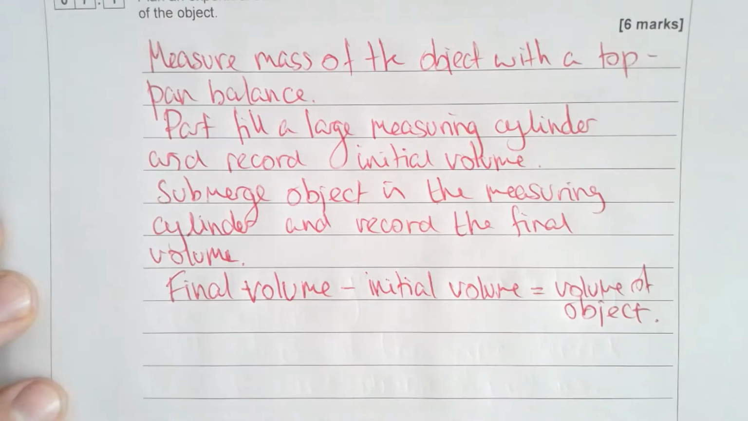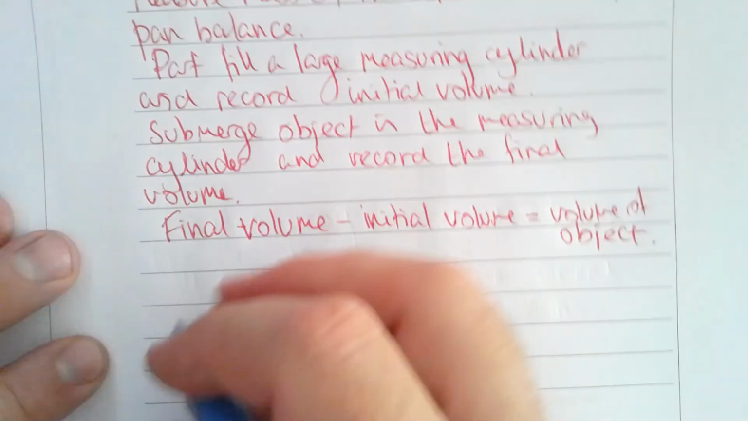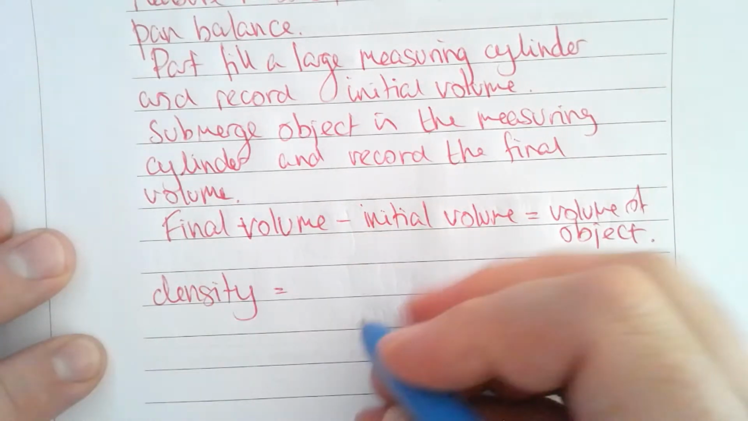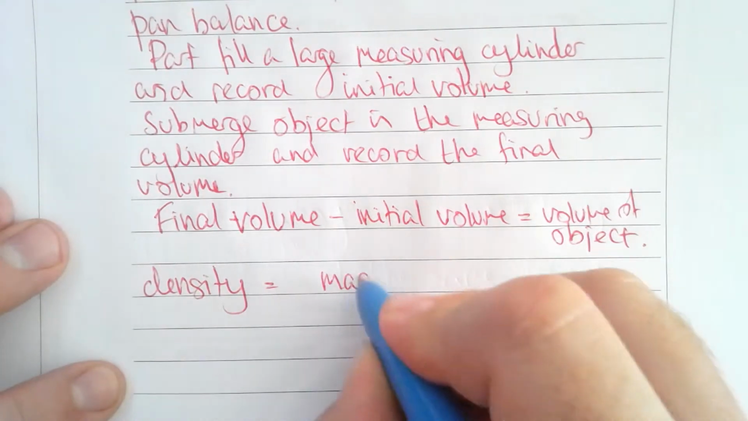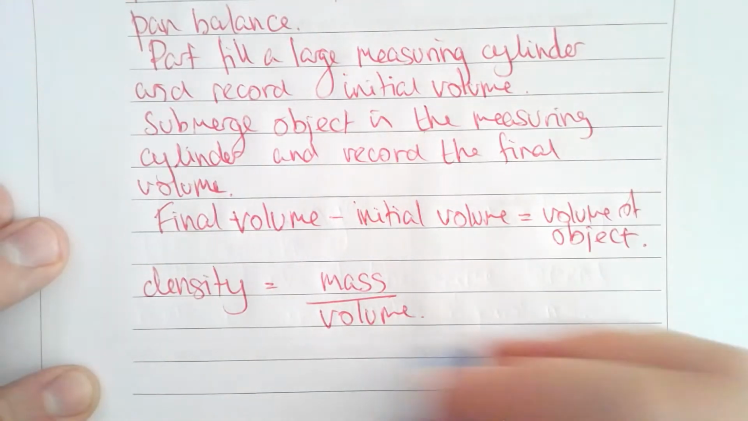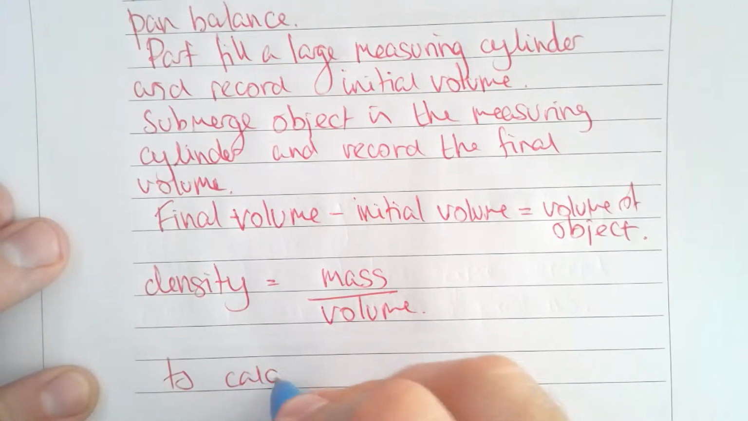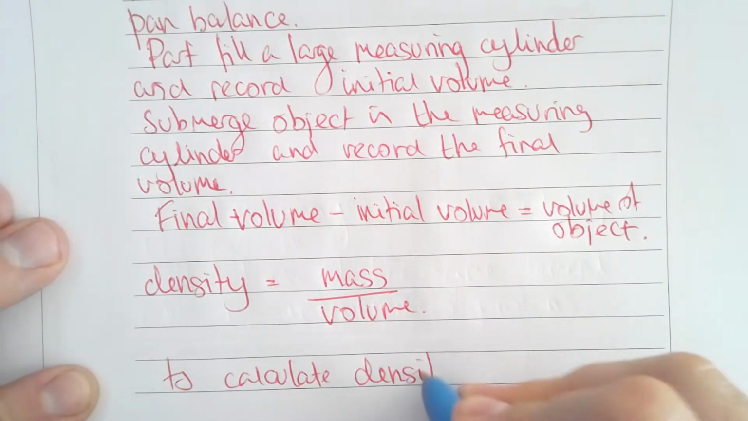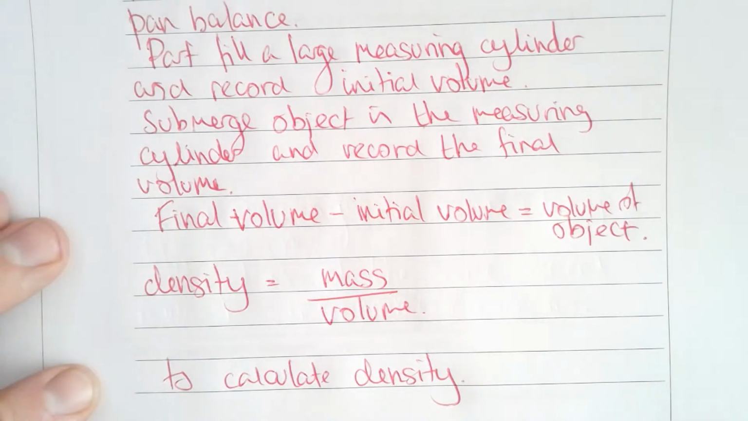And then my last step would be to use the equation density is equal to mass divided by volume to calculate density. So use density as mass divided by volume to calculate density.